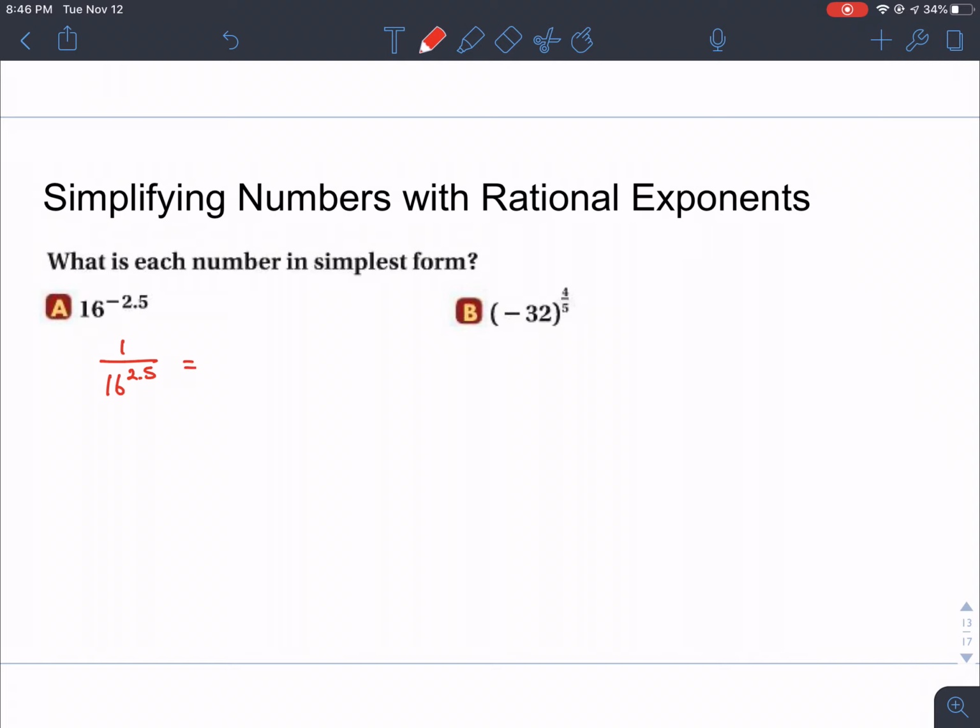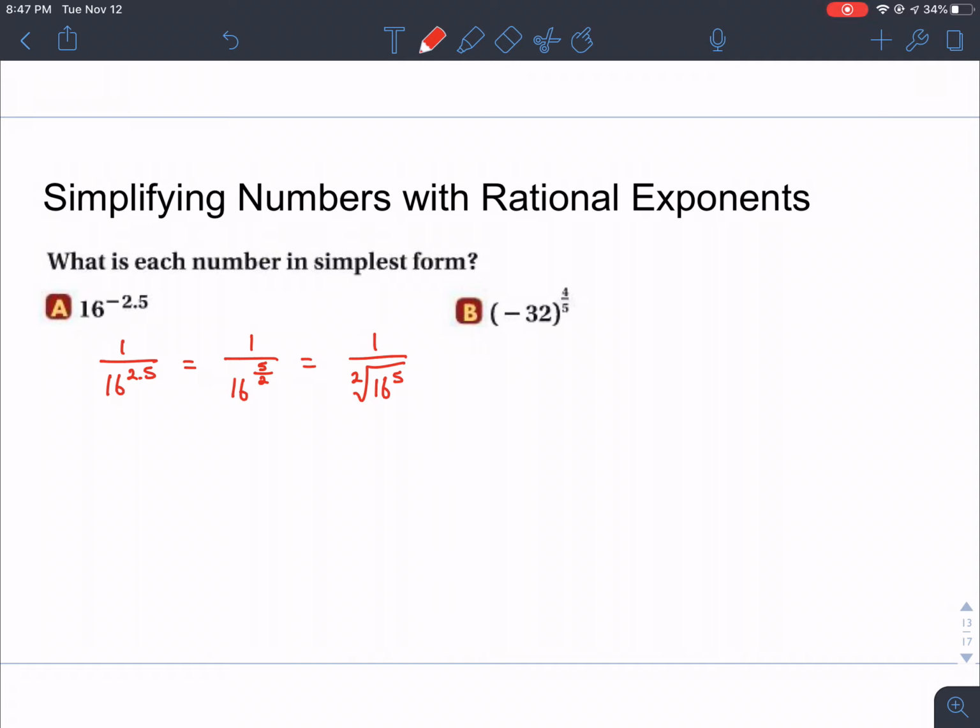1 over 16 to the 2.5. Remember that we can convert decimals into fractions. So this would be 1 over 16 to the 5/2. 5 divided by 2 is 2.5, yes. Which can then be rewritten as 1 over the square root of 16 to the 5th.